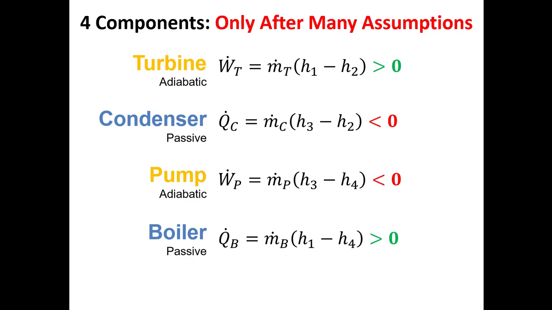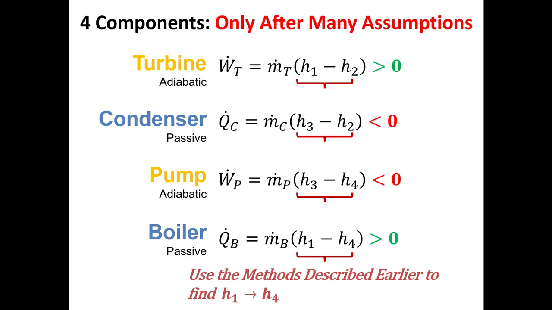Similarly, for the heat exchange devices, I'll find that the heat is equal to the mass flow rate times h out minus h in, and again, I'll let the sign of my Q dot term tell me whether I'm adding heat or losing it.